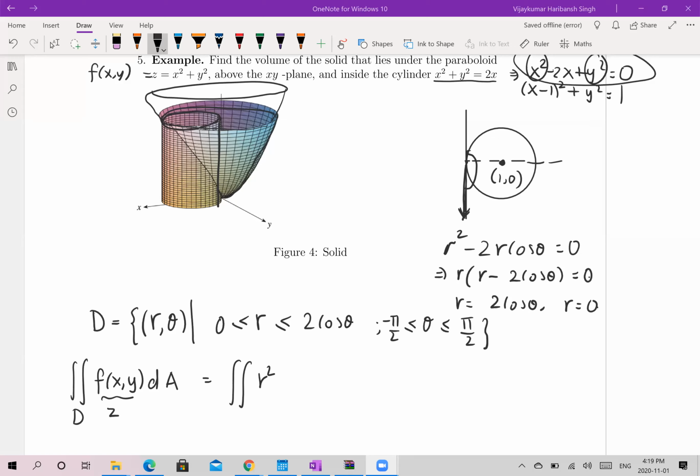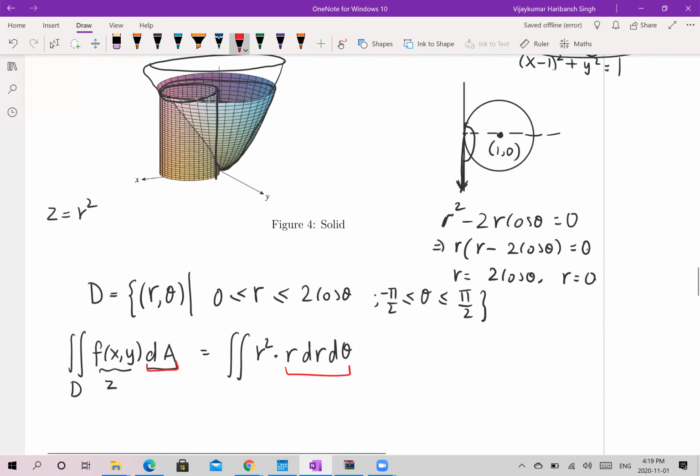So z is equal to r squared, right? Because it's x squared plus y squared. And instead of dA, use a different color. dA is r dr d theta. This is my dA. And what is happening with r? r is between 0 and 2 cos theta, whereas the angle is from minus pi by 2 to pi by 2. Now let's work it out.